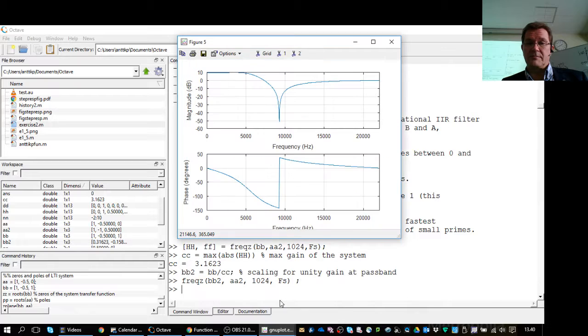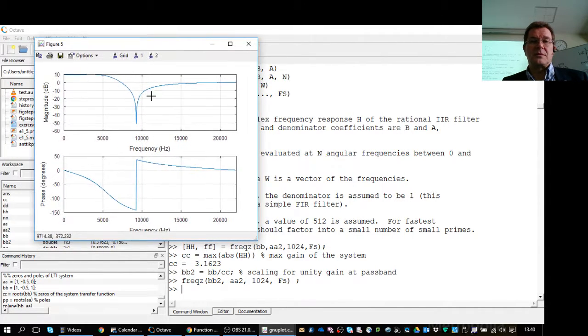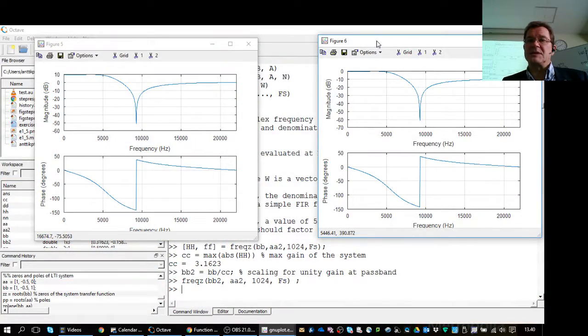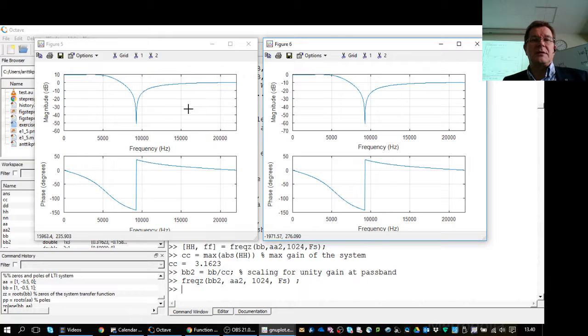Where did it go? Oh, that's the one without the scaling. Okay, here on the left we have the unscaled system, and on the right we have the scaled system. And now it has the maximum gain of 1, meaning 0 dB. Wonderful. We have a low pass filter. Good.